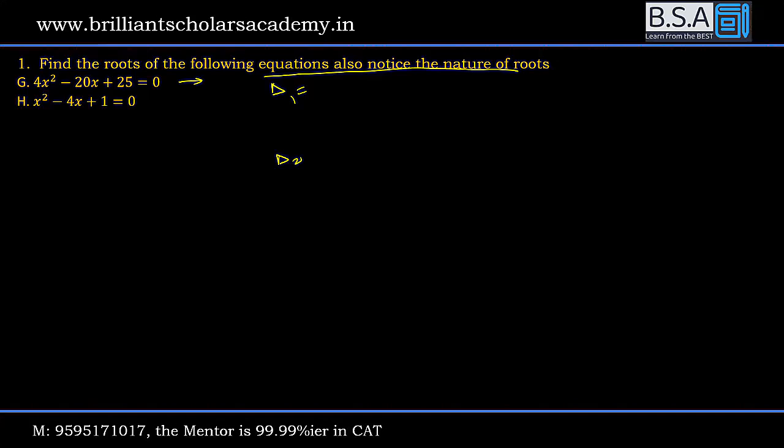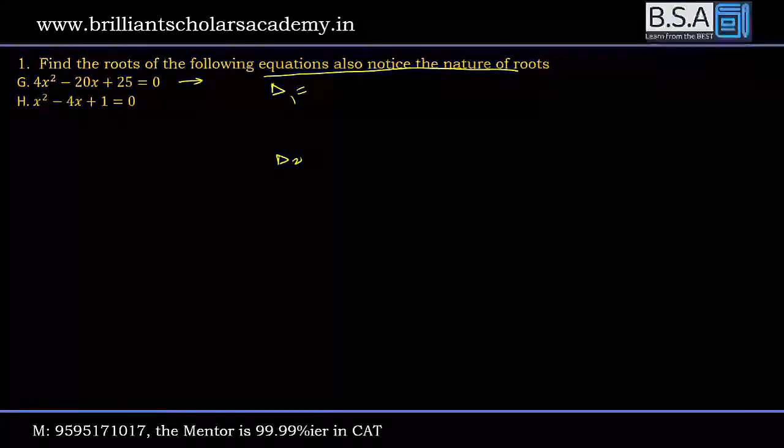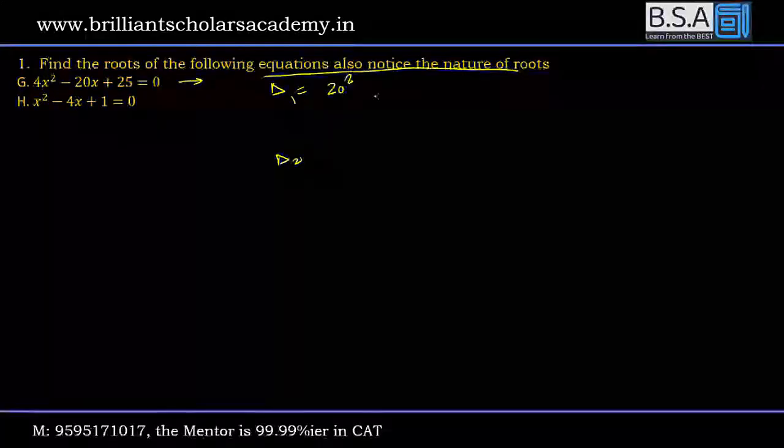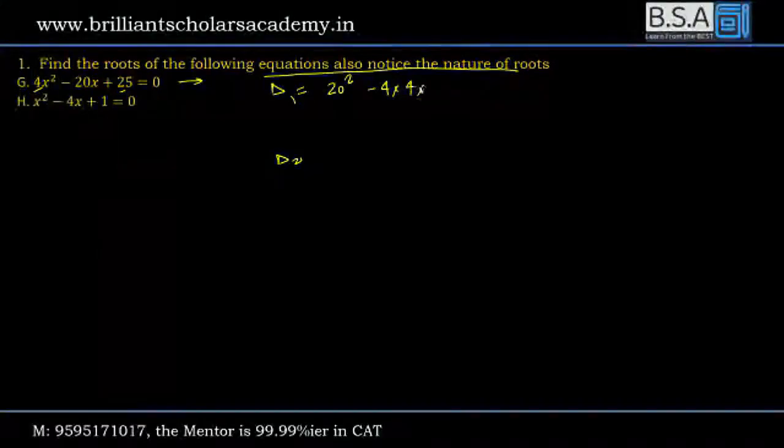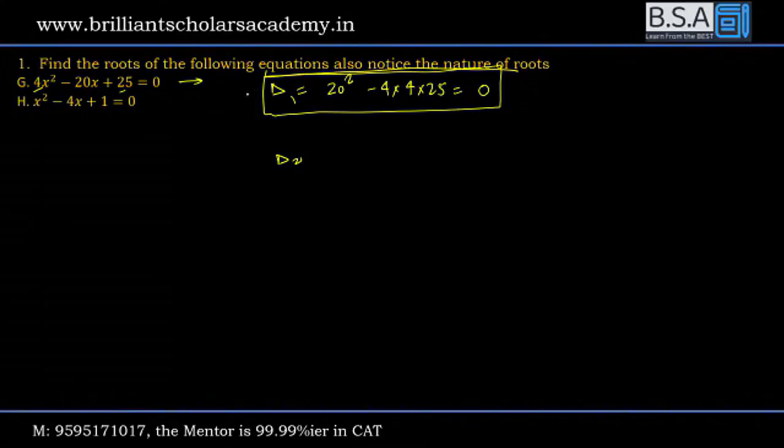देखो, what is delta here? Delta here is b square minus 4a into c. So you find this out that this is equal to 400 minus 400, 0. Whenever delta is equal to 0, it is a perfect square. तो अगर perfect square है तो अब यही कहीं खत्म कर दो. What does this look like? This looks like 2x square.